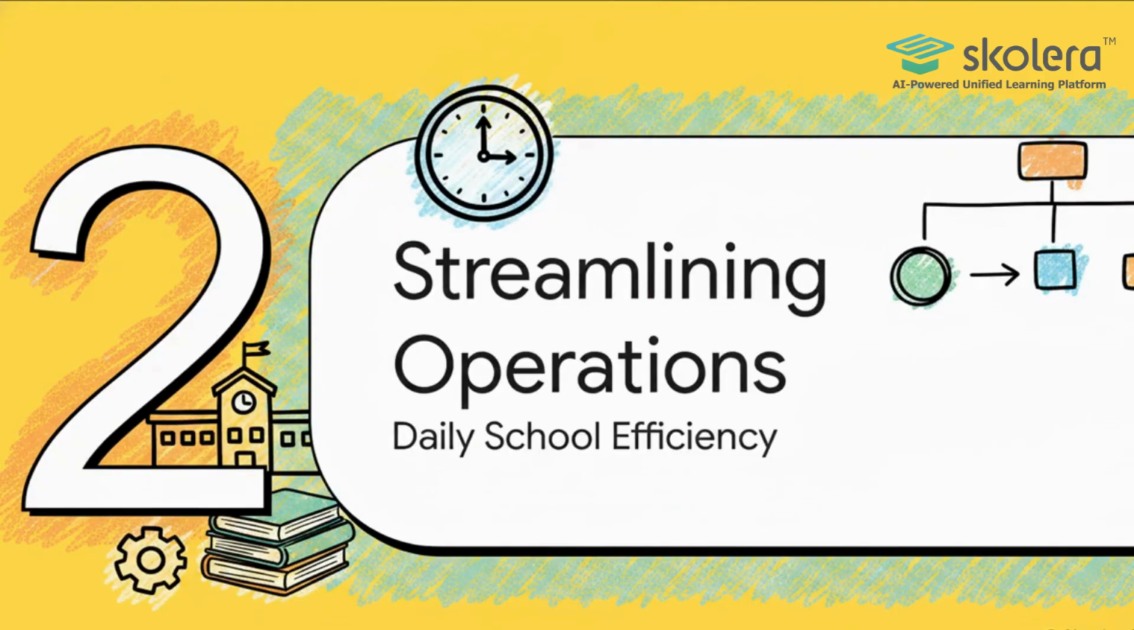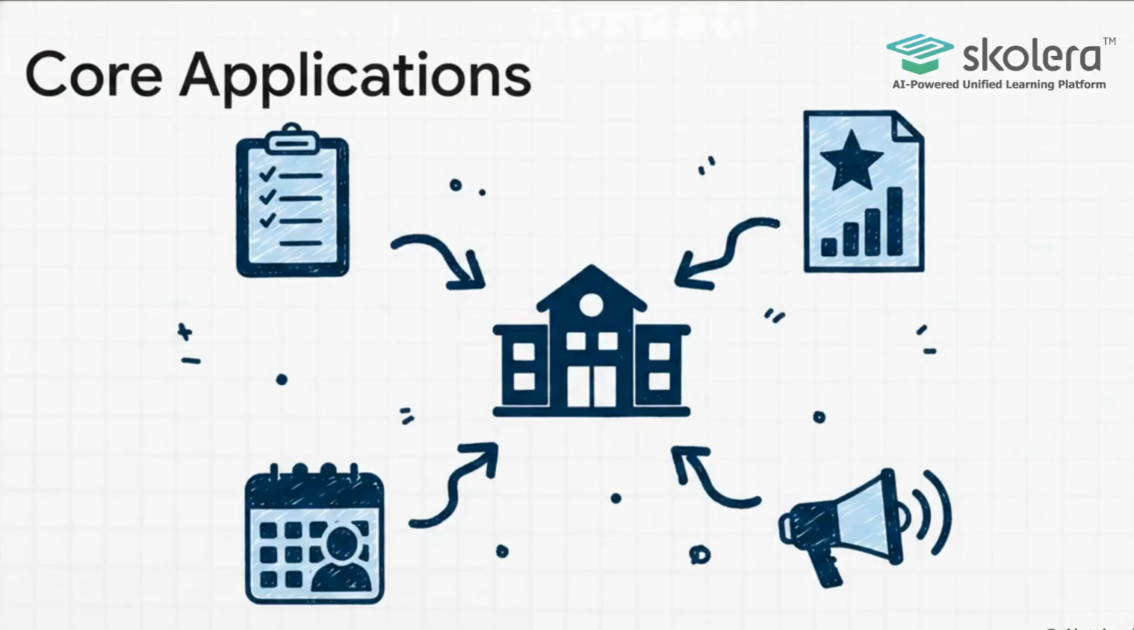Which brings us perfectly to Section 2. Streamlining daily school operations. When you target these 4 core applications, administrative tasks, assessment and grading, attendance tracking, and communication, you instantly reduce the routine friction across the entire campus. Just by addressing these specific areas, you are hitting the major pain points of practically every single faculty member.